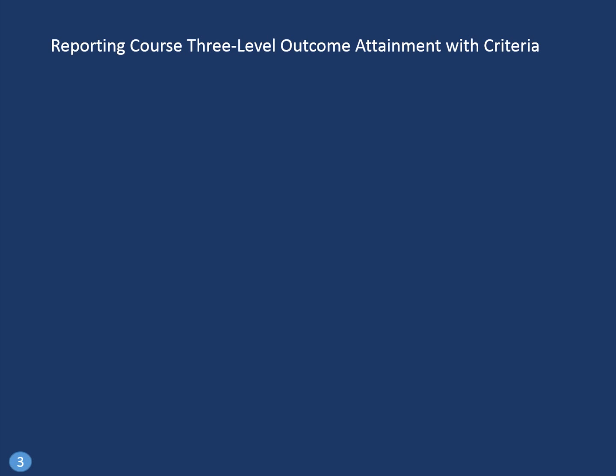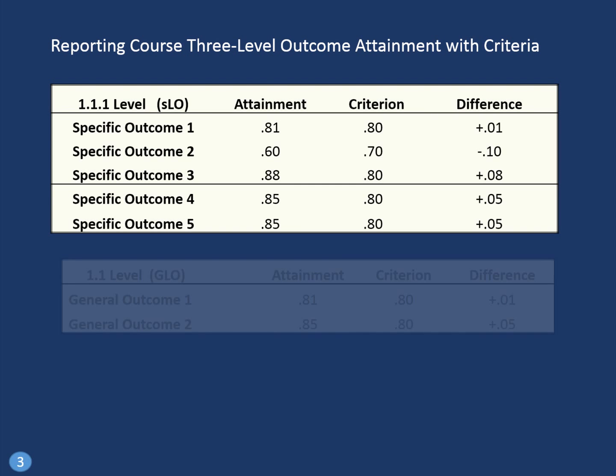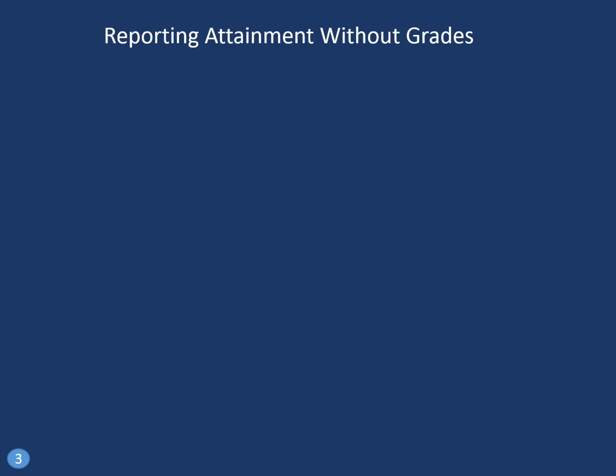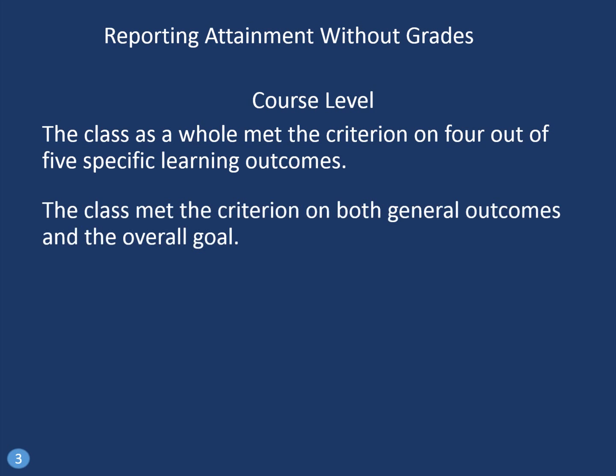Okay, so we're going to jump forward, and Ron's going to talk a little bit about using outcome attainment for evaluation. And this is just a little review of what Mike covered before, so we'll fly right through it. It's just a reminder that we can get this information. And we talked last week about grades and reporting attainment without the grades. At the course level, we can say things like the class as a whole met the criteria on 4 out of 5 specific learning outcomes, as evidenced from the table we just looked at.